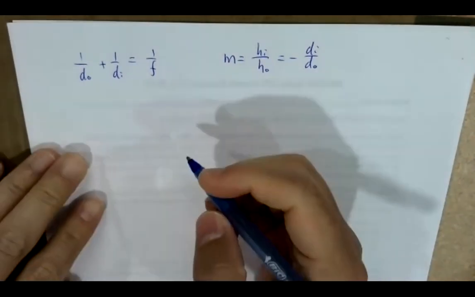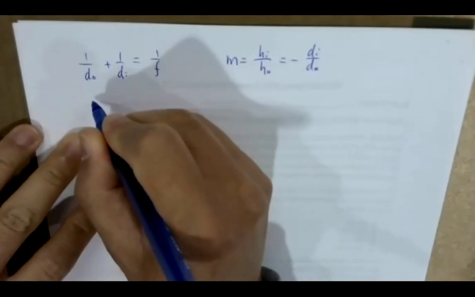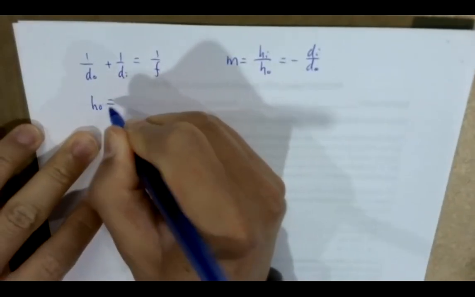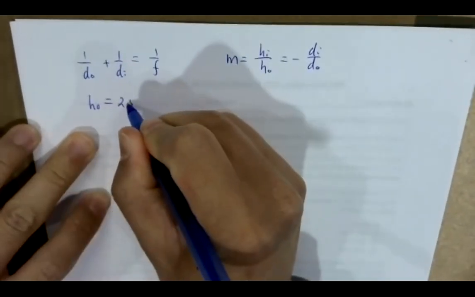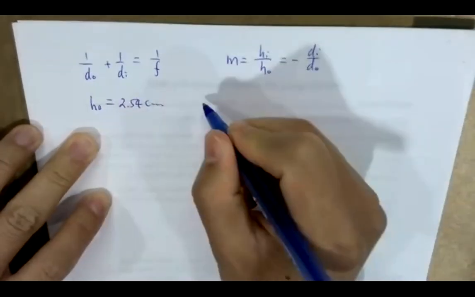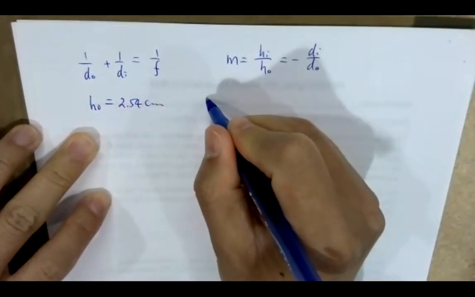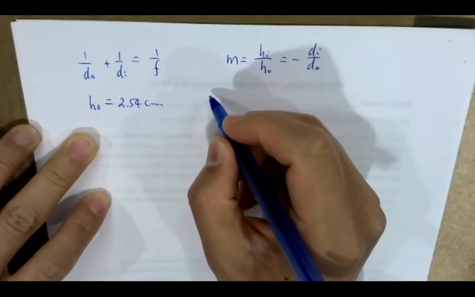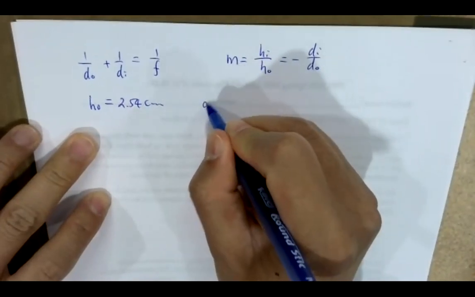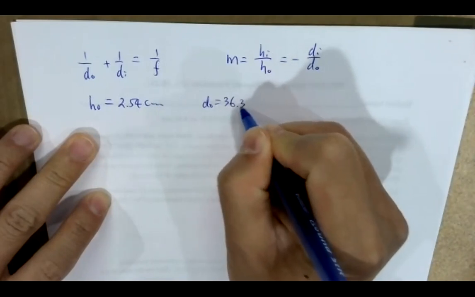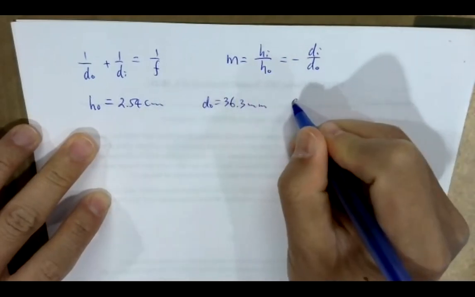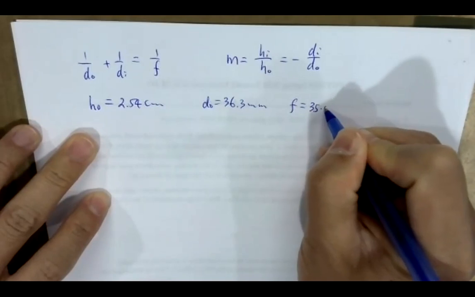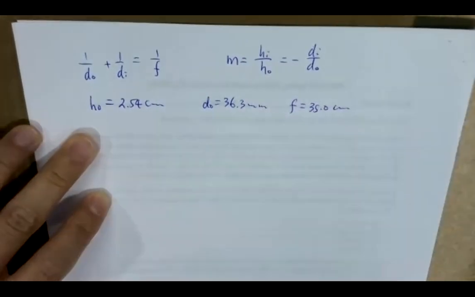All right, so let's take a look here. It tells us the height of the object, so that's HO, the size of the object, 2.54 centimeters. It tells us that this object is placed 36.3 millimeters from the lens, so that means DO is that. And then it says the focal length is 35.